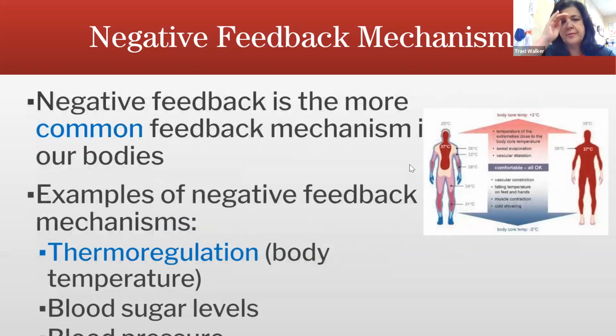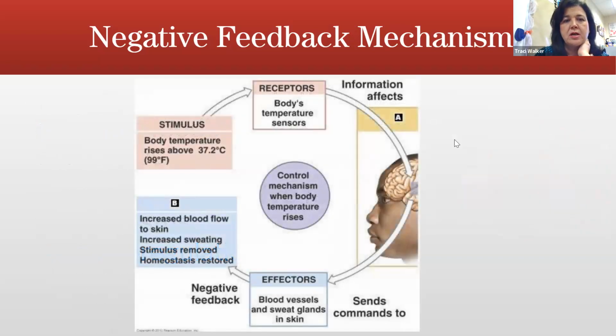Okay, so like I said, negative feedback is the most common in our body. There are several examples of negative feedback systems. One we've already talked about is temperature regulation, called thermoregulation. And then we also maintain blood sugar levels and blood pressure levels. And we will talk about each of those individually. So let's talk about thermoregulation, or maintaining internal body temperature. This diagram kind of helps you see what's going on.